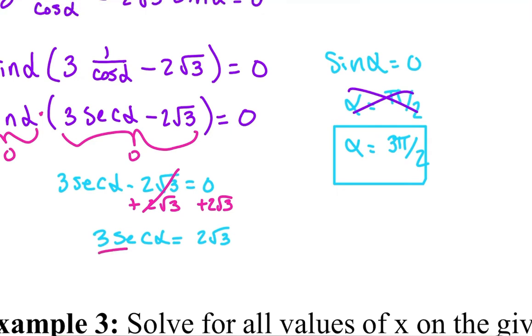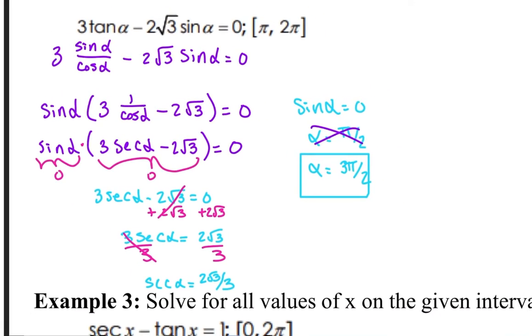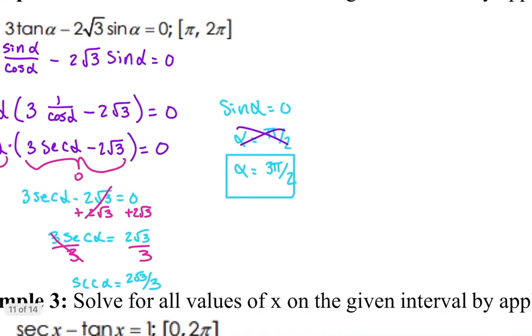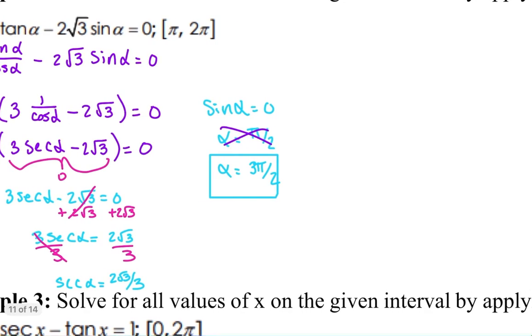And then we will take this and divide this side by 3 and divide this side by 3. That cancels here. And I get secant of alpha equals positive 2 square roots of 3 over 3. So what I know is I can't really work with that as a secant, right? Because we don't have the unit circle for secant memorized, but I can bring it over here and switch it.